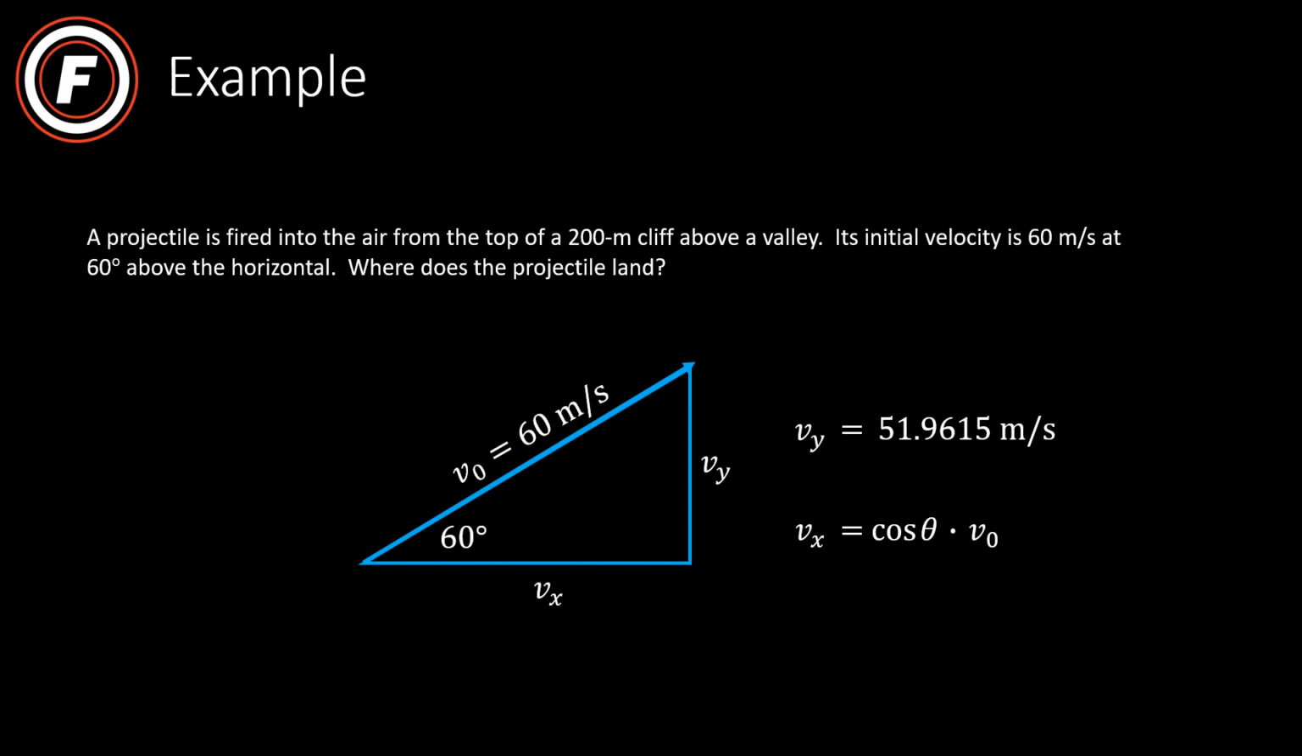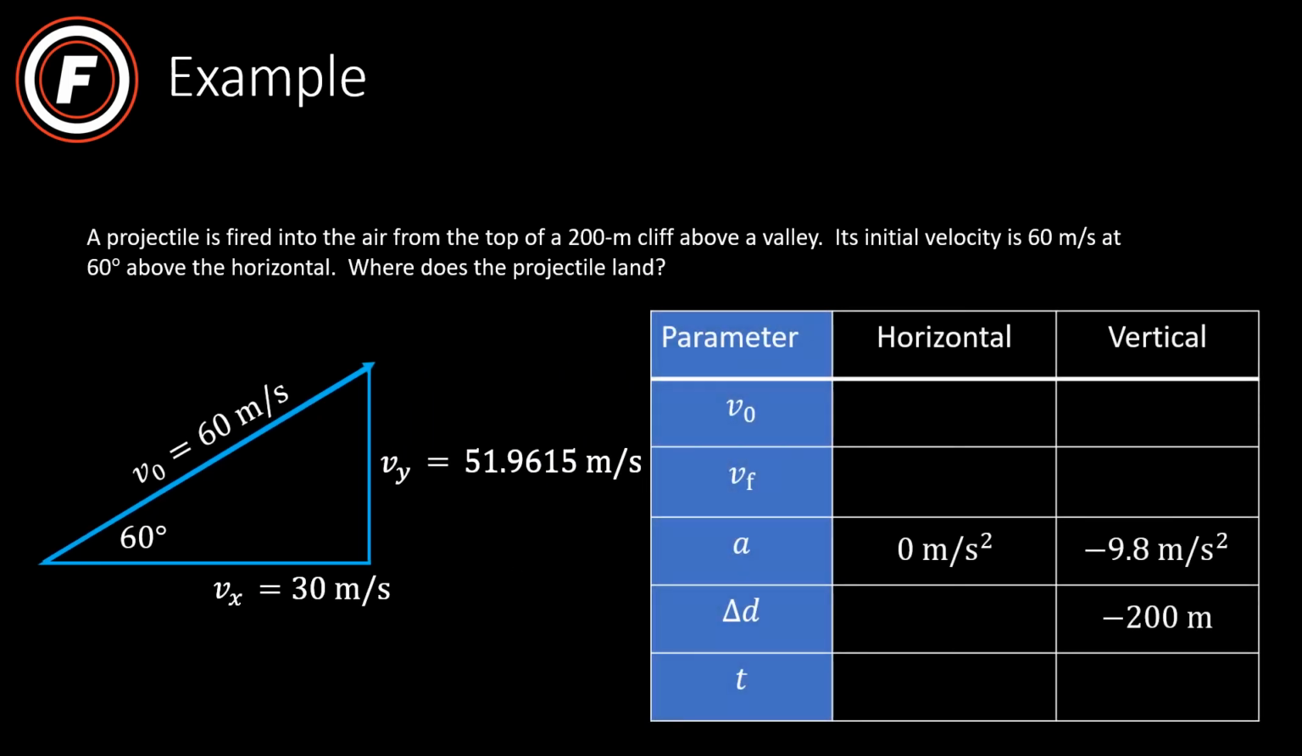Finding Vx is just as straightforward. We use cosine in place of sine, plugging in the same numbers as before. Because cosine of 60 degrees is 1/2, we get 30 meters per second. Let's make room for the table and fill in our findings. Because the acceleration in the horizontal direction is 0, the horizontal velocity does not change. Since velocity does not change, the final velocity is also 30 meters per second.